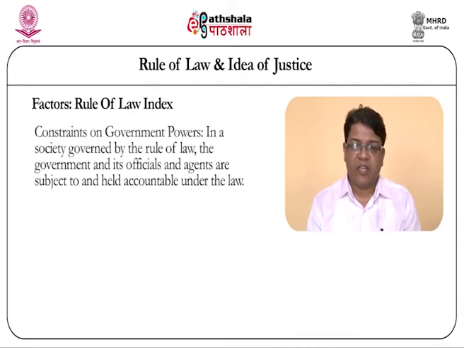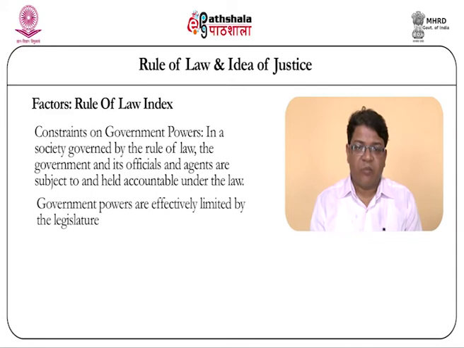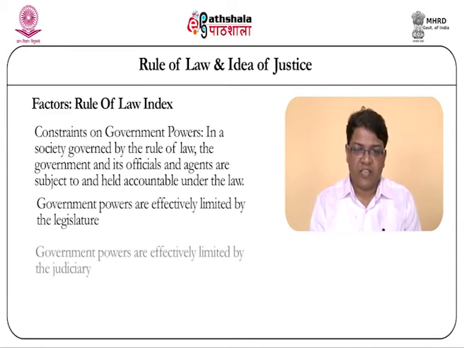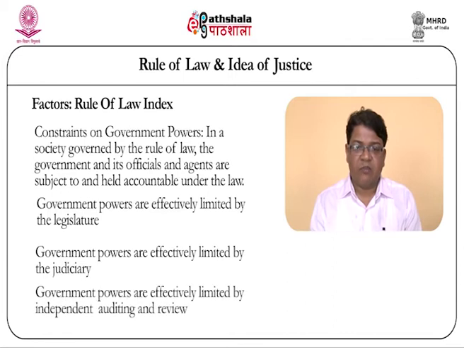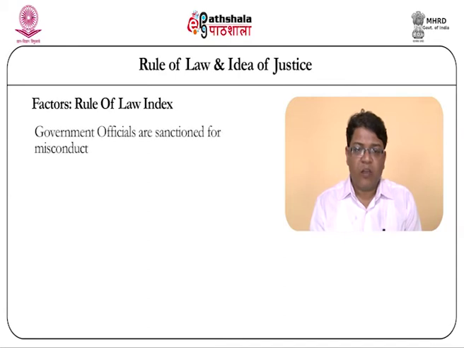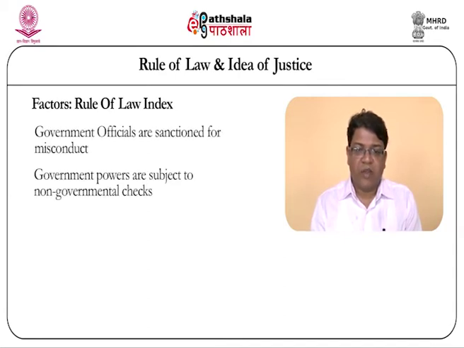In a society governed by the rule of law, the government and its officials and agents are subject to and held accountable under the law. It has 6 indexes. The first, government powers are effectively limited by the legislature. Government powers are effectively limited by the judiciary. Government powers are effectively limited by independent auditing and review. Government officials are sanctioned for misconduct. Government powers are subject to non-governmental checks.